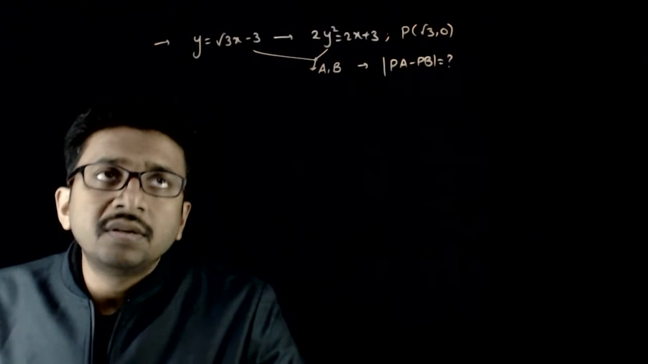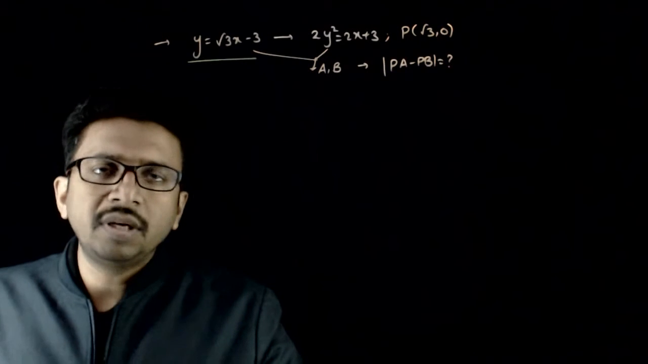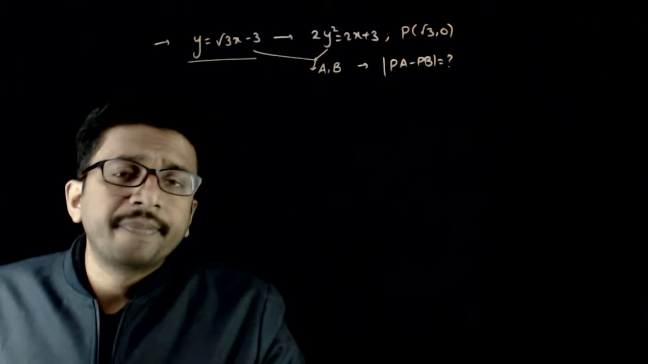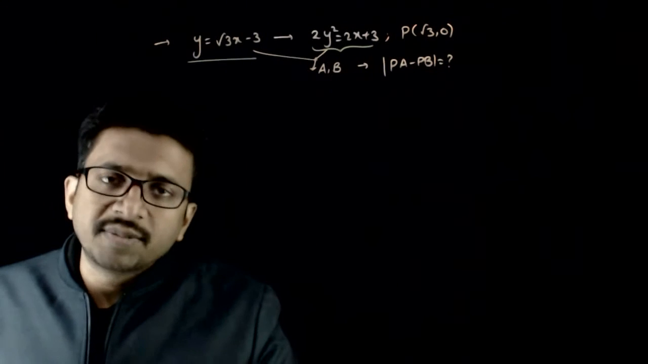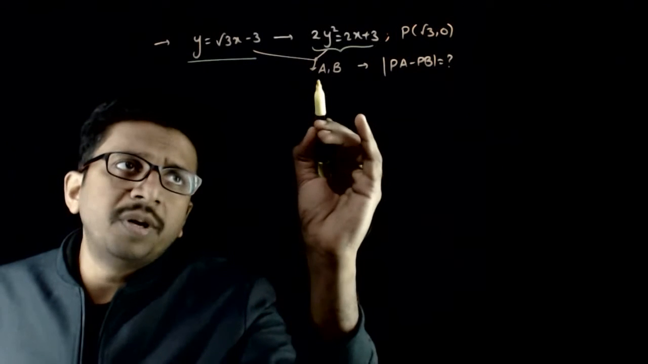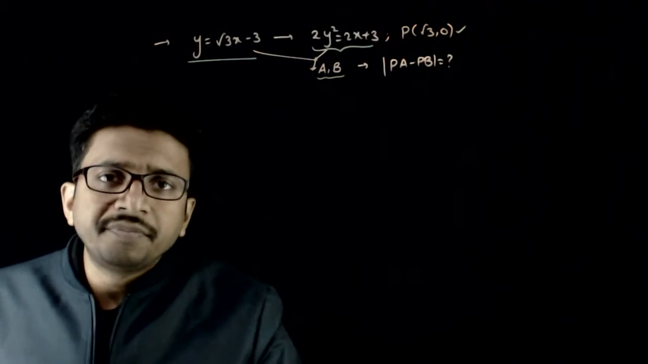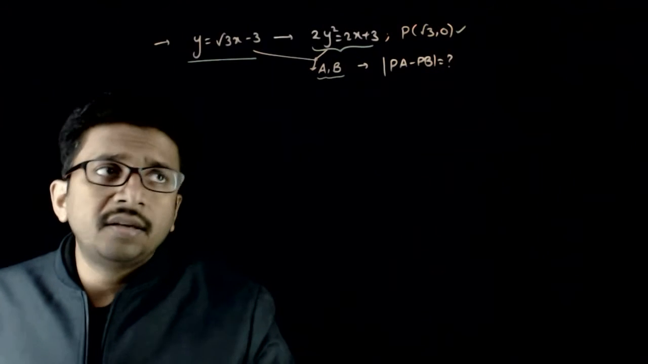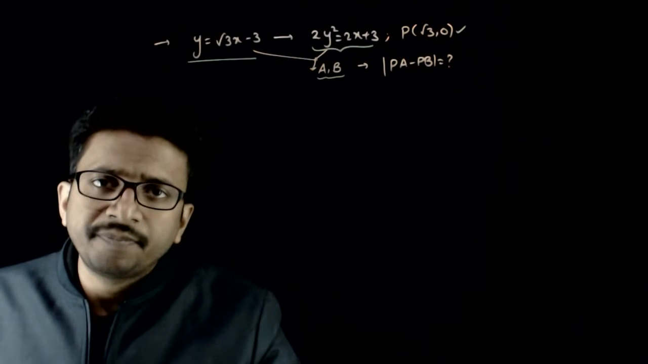So welcome students. In this question you're given a line y is equal to root 3x minus 3, and a parabola 2y square is equal to 2x plus 3. Now this line meets this parabola at two points A and B, and P is the point (root 3, 0). If that is so, what is the mod of PA minus PB?